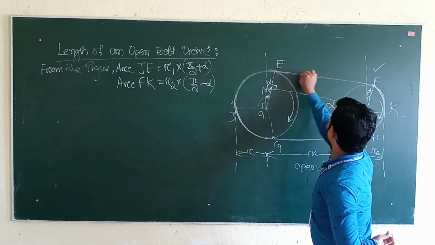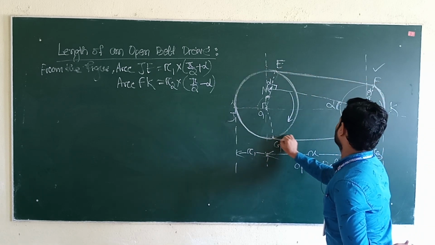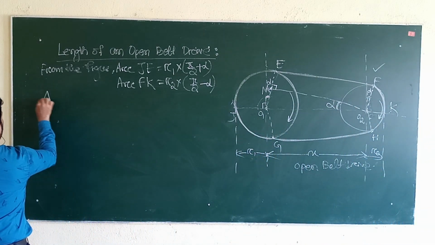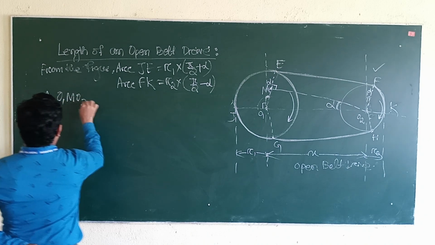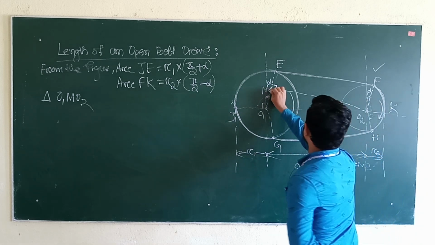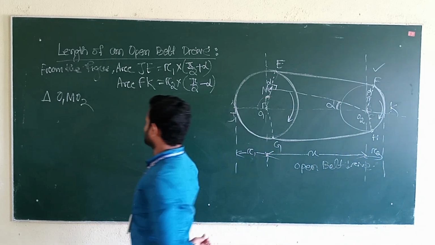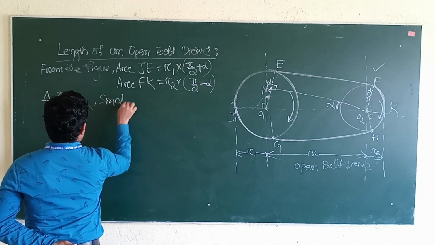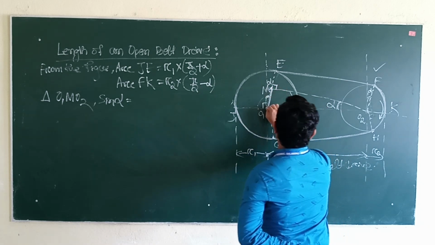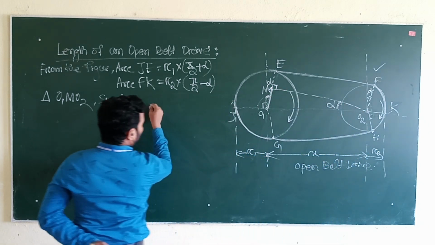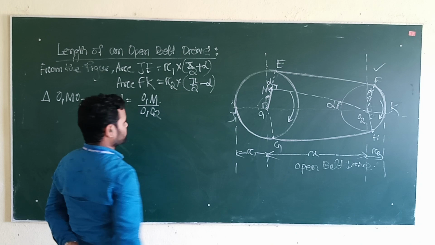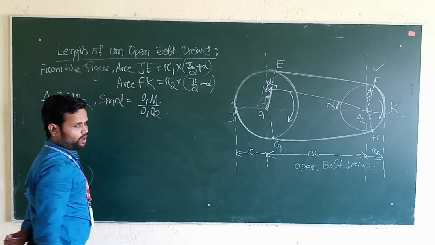Now we will calculate the length of EF and the length of GH. Before that, first we will see a triangle, O1, M, O2. Here we will see O1MO2 is a right angle triangle. From the right angle triangle, we will find out sine alpha. Sine of alpha means the opposite side over the hypotenuse. So sin alpha equal to O1M divided by O1O2.